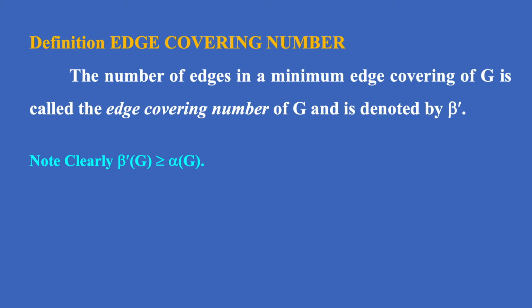Next, let us see the definition of an edge covering number in a graph G. The number of edges in a minimum edge covering of G is called the edge covering number of G and is denoted by beta dashed. Now, let us see an immediate result. We note that beta dashed of G is greater than or equal to alpha of G.